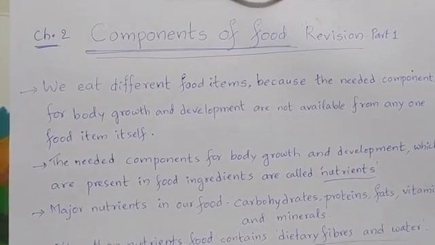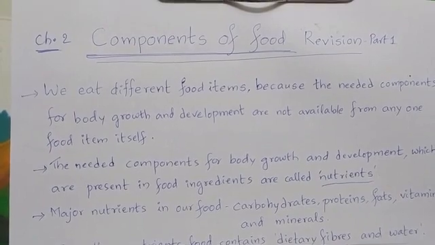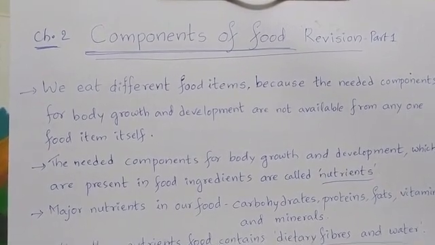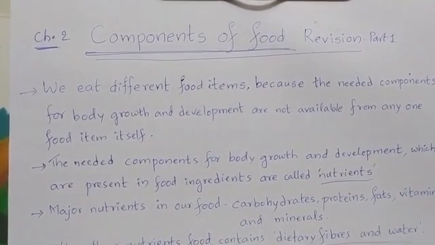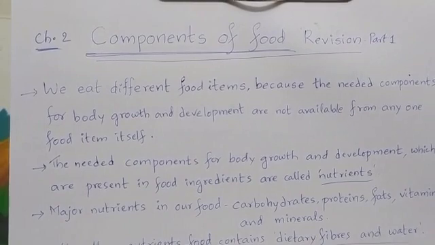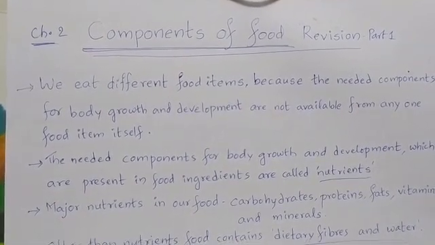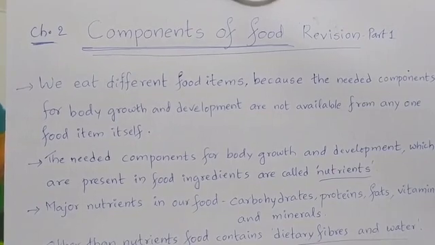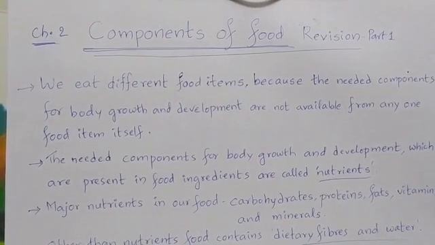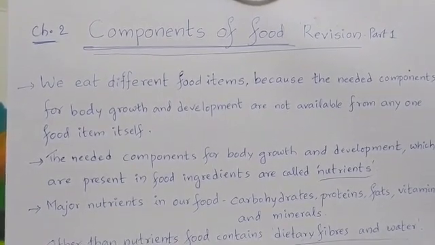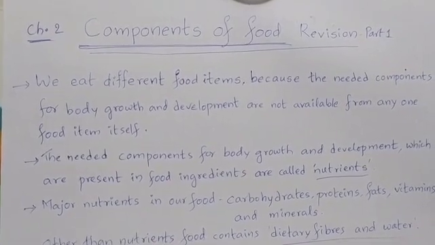Okay. We eat different food items because the needed components for our body growth and development are not available from any one food item itself. The needed components for our body growth and development, which are present in food ingredients, are called nutrients.